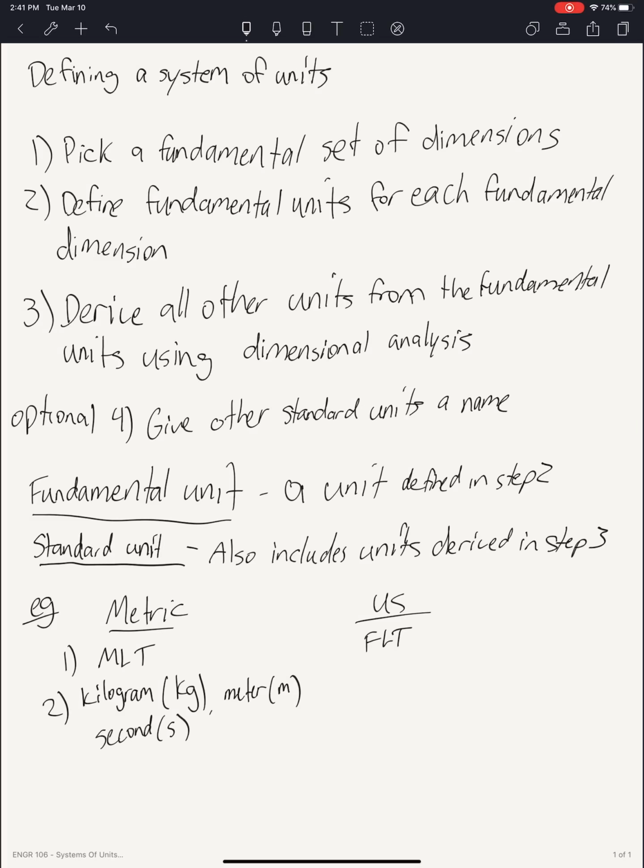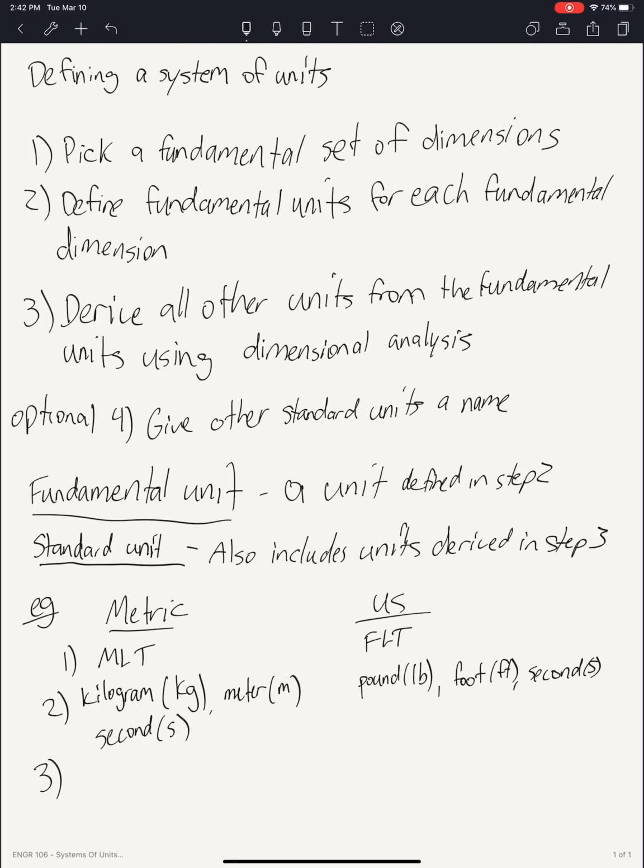In the US, let me go ahead and back up. Please note, this is mass, length, and time for metric. Over here in US, it's going to be force, length, and time. So the force unit is going to be the pound, abbreviated LB. The foot, abbreviated FT. And the second, abbreviated with an S. All right? The third step is going to have lots and lots of examples, okay?